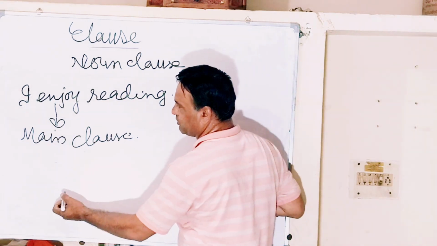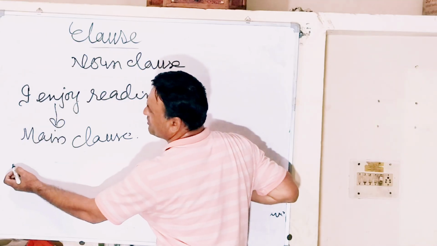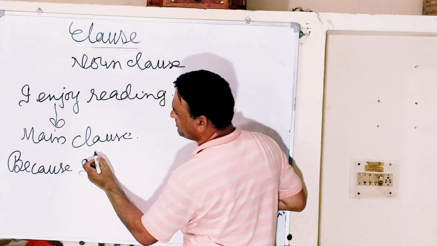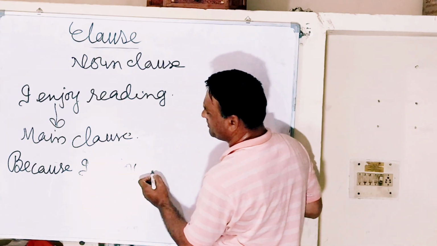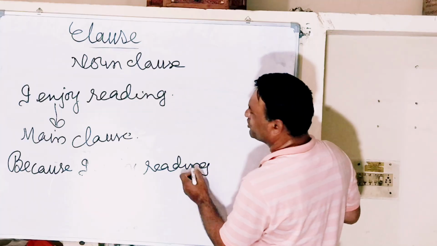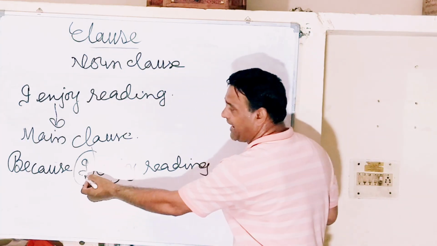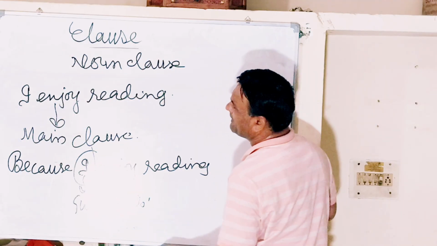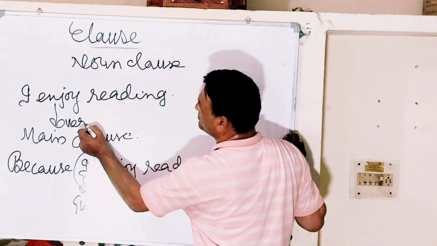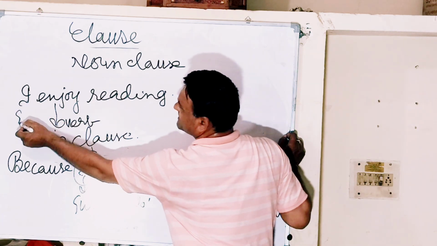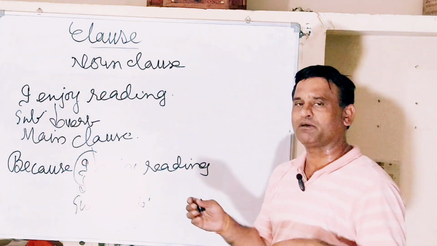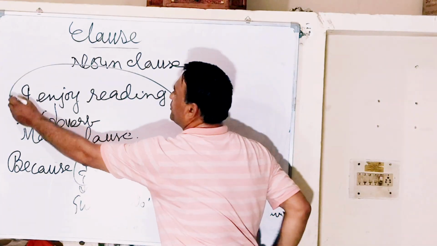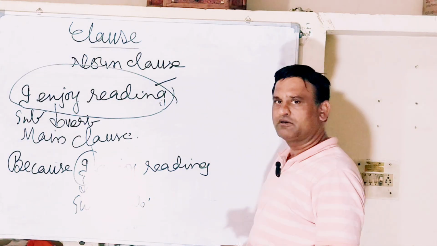Now I am writing subordinate clause: because I enjoy reading. Now see, both of them have subject and verb. I is a subject here, enjoy is a verb here. So both of them have a subject and a verb. Why is it a main clause? Because it has the complete meaning. It is a complete thought.